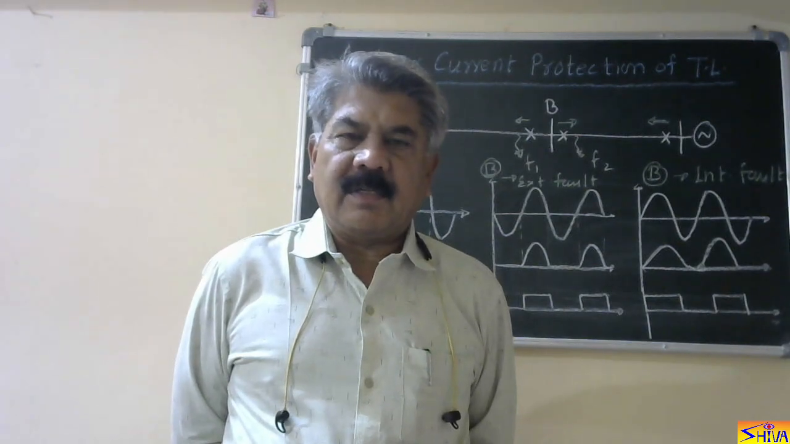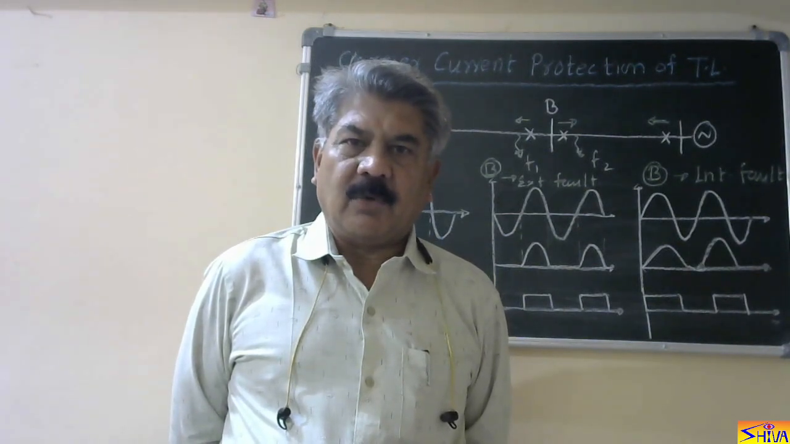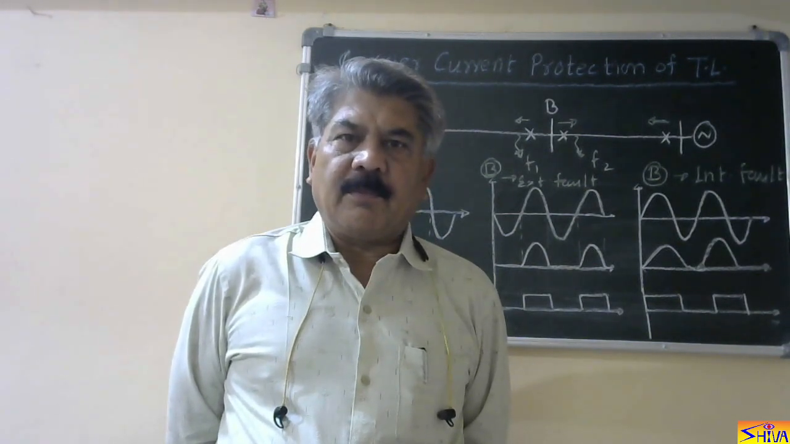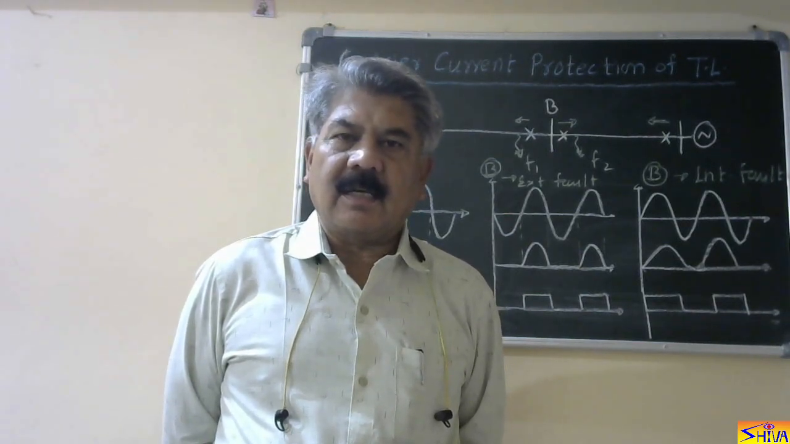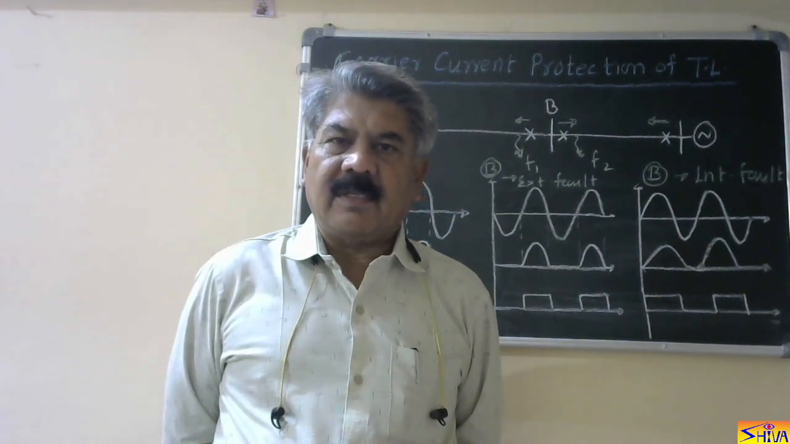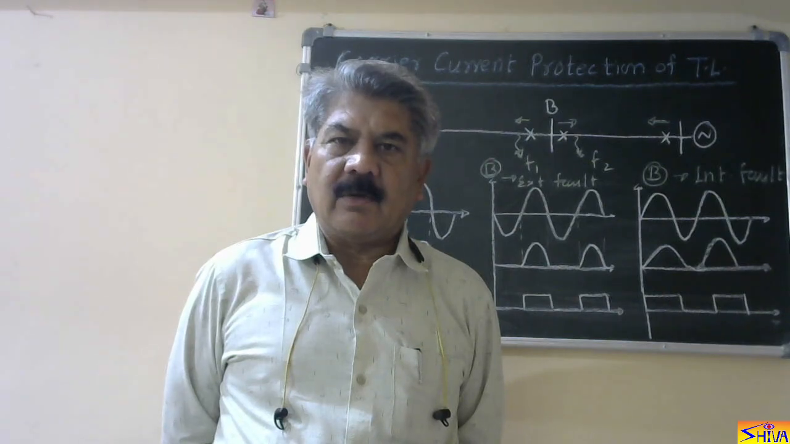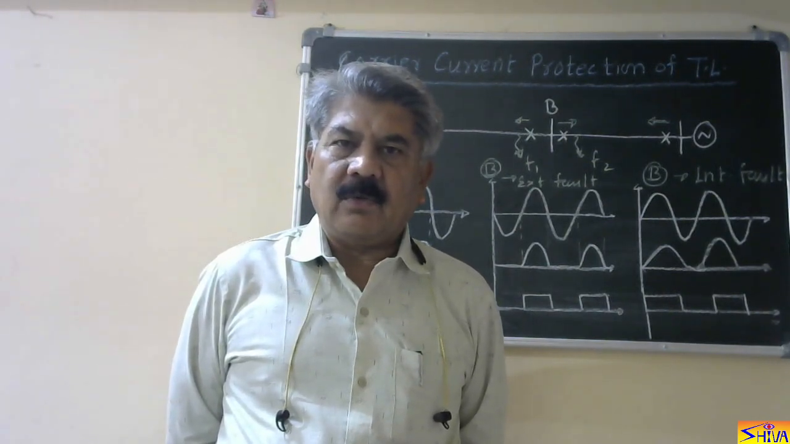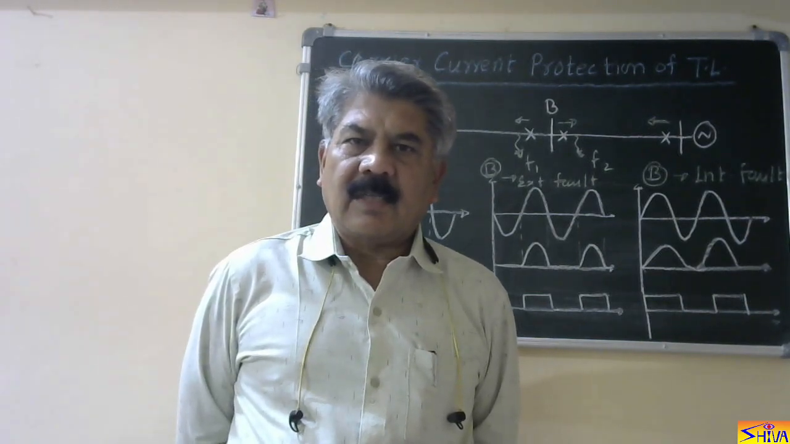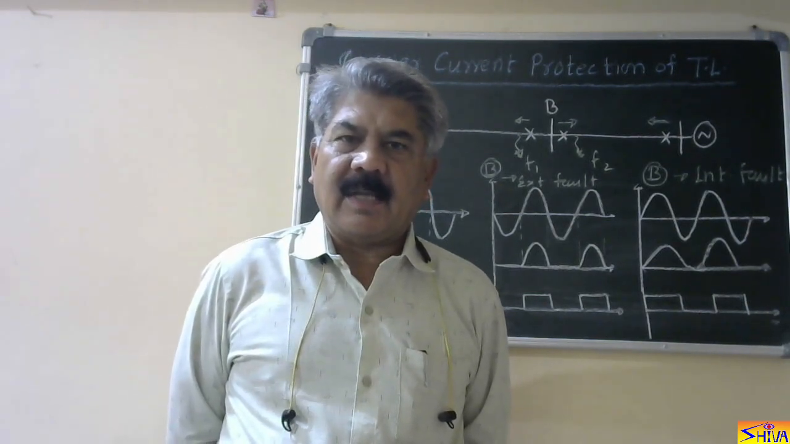Now let us first see what is this carrier current protection. In carrier current protection, carrier signals are signals of very high frequency ranging from 30 kHz to 700 kHz. So these carrier signals are transmitted from one end to the other end in order to cause simultaneous tripping of the circuit breakers at both the ends.